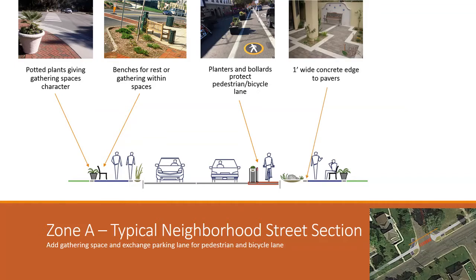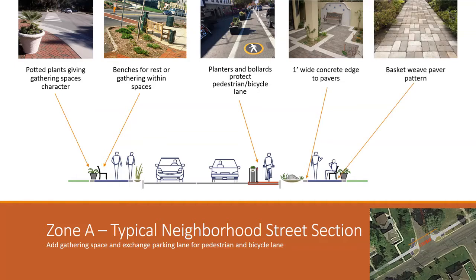Specifically, I was thinking a 1-foot wide concrete edge will hold the pavers together really well. And then aesthetically, I was thinking the basket weave pattern, as you can see in that image. You have 10 feet of gathering space, 2 feet of vegetation buffer, 24 feet for vehicles, 2 feet for another buffer for the bicycle lane, which is 5 feet.